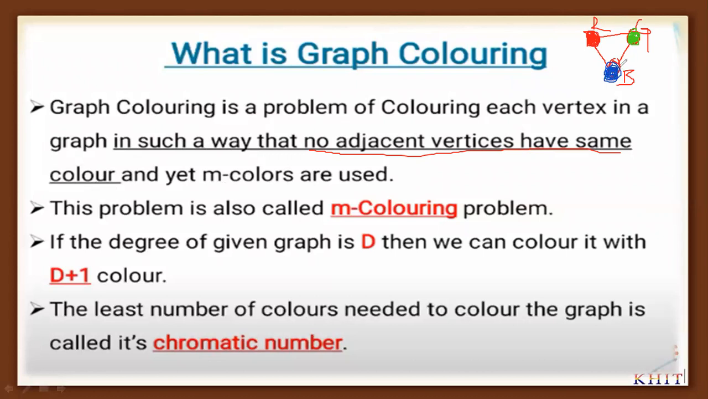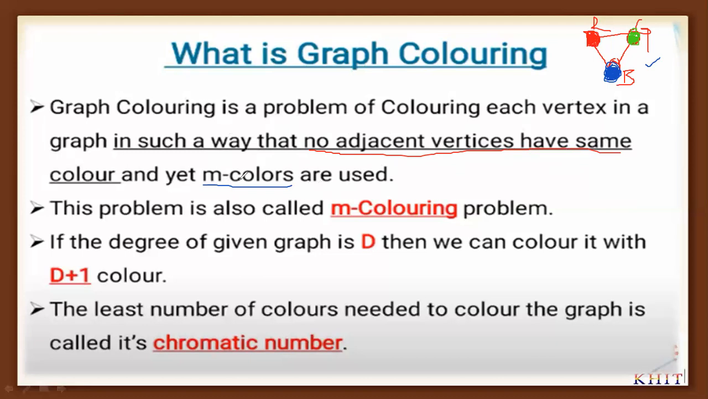So here, if you consider the adjacent vertices, no adjacent vertices have the same color. That's why this is considered the graph coloring problem. And here, the number of colors we use is called m colors. We are using m number of colors. That's why, instead of graph coloring problem, it is renamed as the m coloring problem.